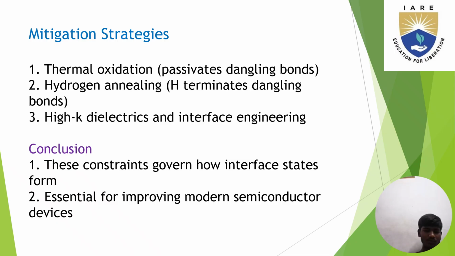Conclusion. These constraints govern how interface states form, which is essential for improving modern semiconductor devices. A single unit cell of silicon contains 8 atoms. A lattice structure is a repeating pattern of points or objects that can be found in material science, like in the arrangement of atoms in a crystal, or in engineering as a 3D printed lightweight cellular structure.